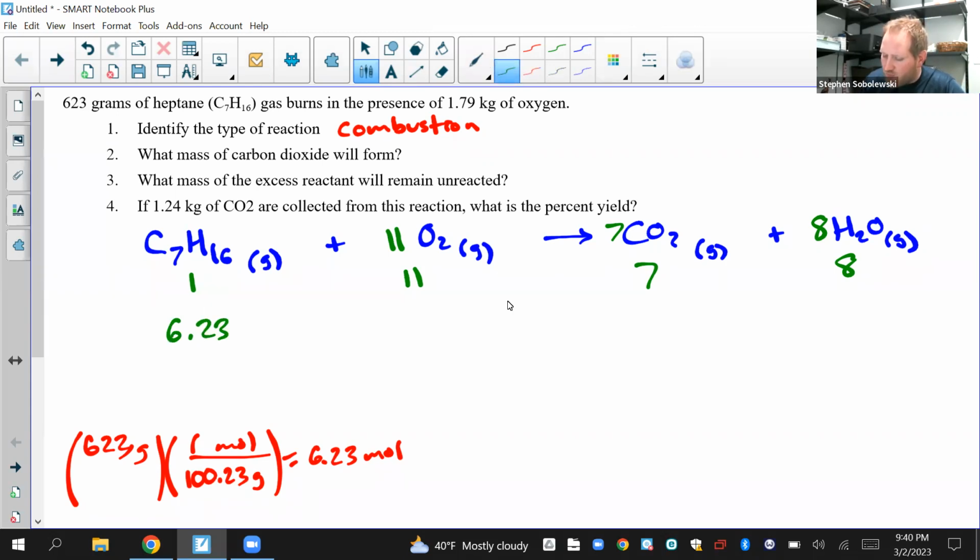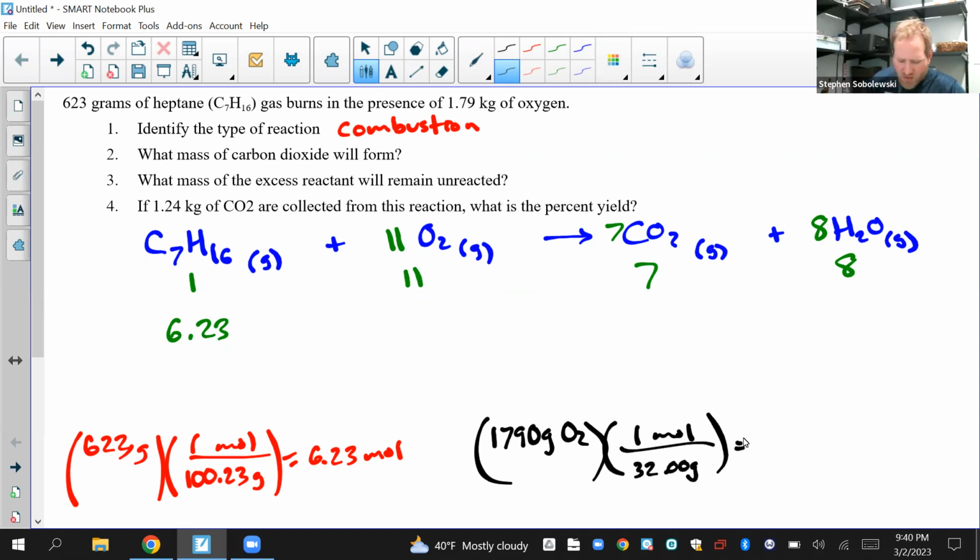For oxygen, I have 1.79 kilograms. Yes, you do have to turn that into grams because molar masses are in grams. So that's going to be 1,790 grams of O2 times 1 mole over the molar mass of oxygen gas, which is not 16. It's 32 because it's O2. So 32.00 grams. 1790 over 32 is 55.9. That's moles of oxygen. 55.9 moles.